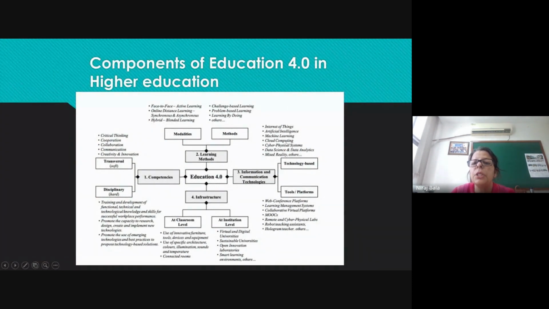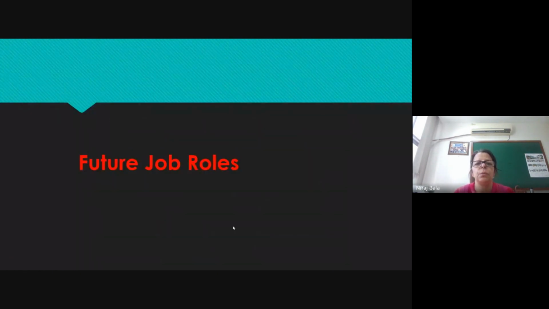And please see this part which I have covered before. These are the technologies in which they need to be experts: Internet of Things, artificial intelligence, machine learning, cloud computing, cyber physical systems, data science, data analytics, mixed reality, virtual or augmented realities. And we have different platforms: web conferences, learning management systems, MOOCs, remote and cyber physical labs. So these are the components of today's Education 4.0.